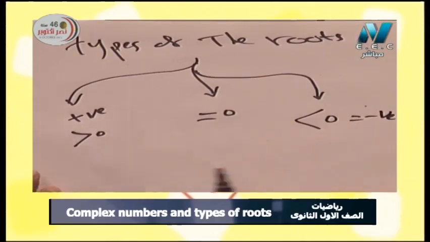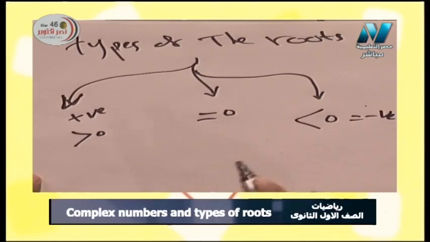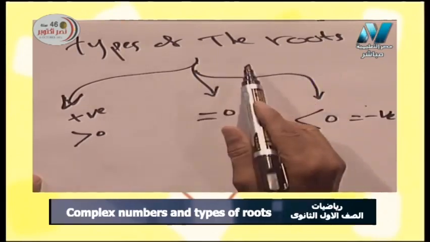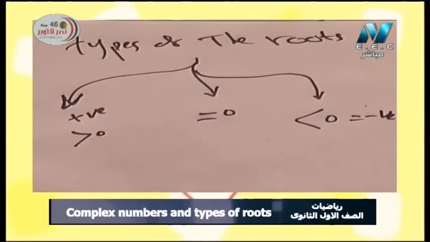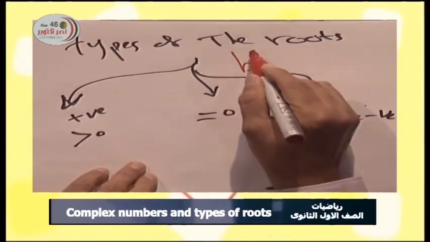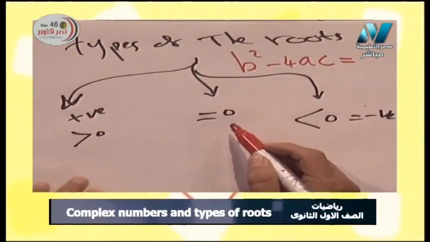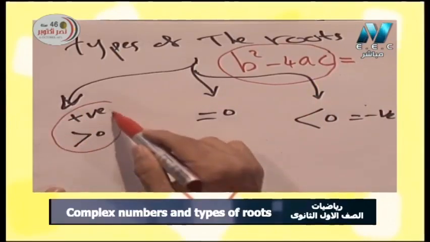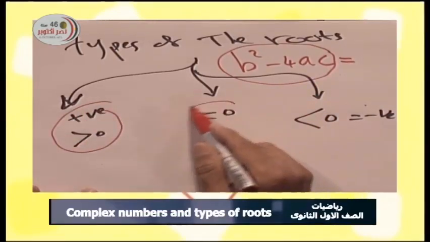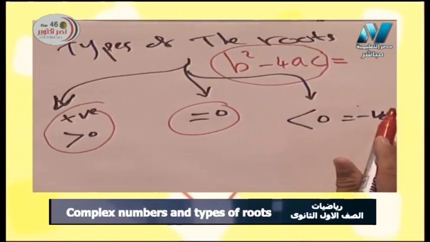What determines these roots? The 2 roots are connected with something called the discriminant. What is the discriminant? The discriminant is b power 2 minus 4ac. Sometimes this discriminant equals a positive number, or equals 0, or equals a negative number.